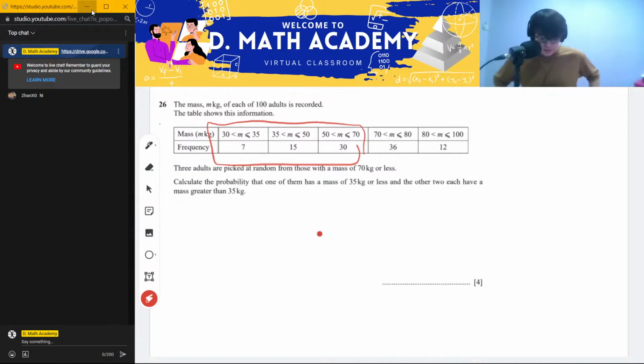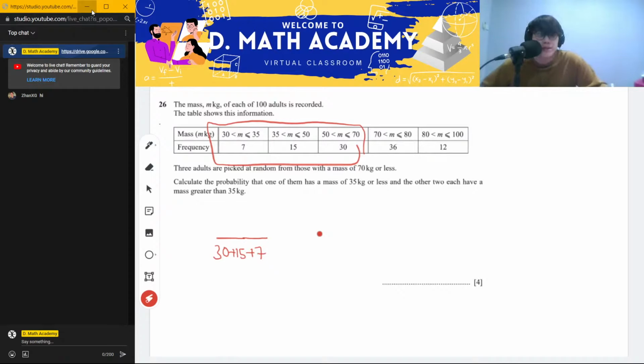So the first thing that you should write down is to figure out what's the denominator first. Okay, the denominator here should be 30 plus 15 plus 7. So this is at the first draw.